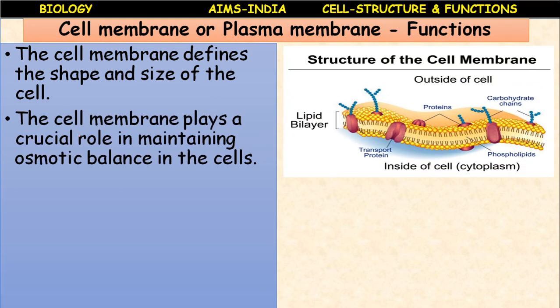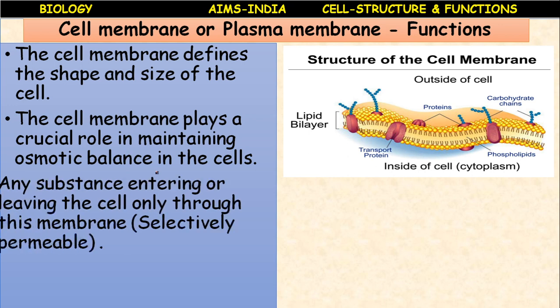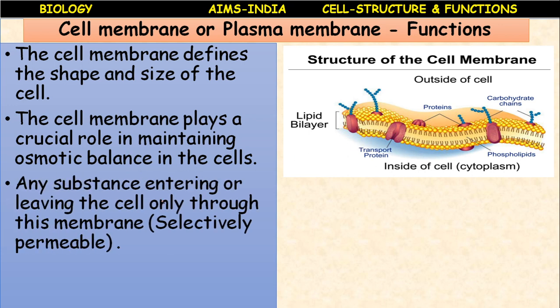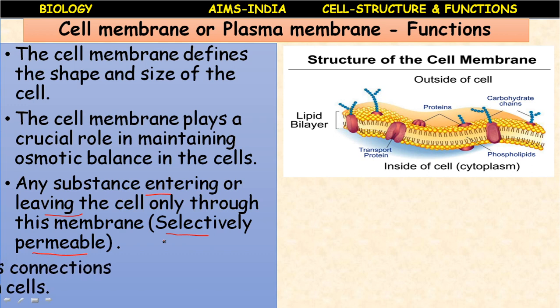That is one of the functions. The cell membrane also plays a crucial role in maintaining osmotic balance in the cells, and any substance entering or leaving the cell can do so only through this membrane. That's why the cell membrane is also called a selectively permeable membrane. It is also called a semi-permeable membrane.